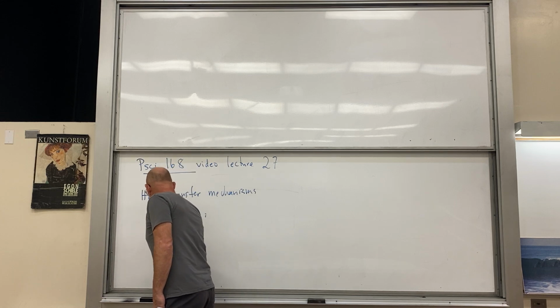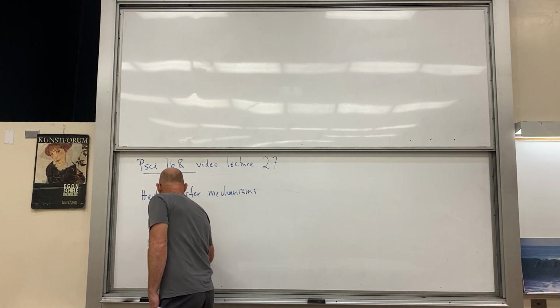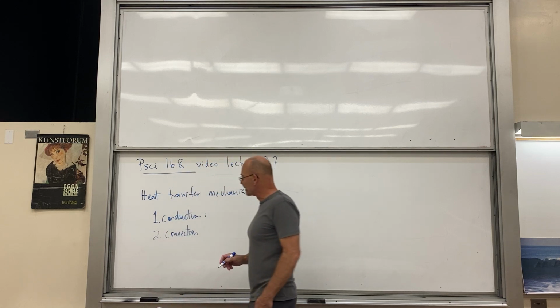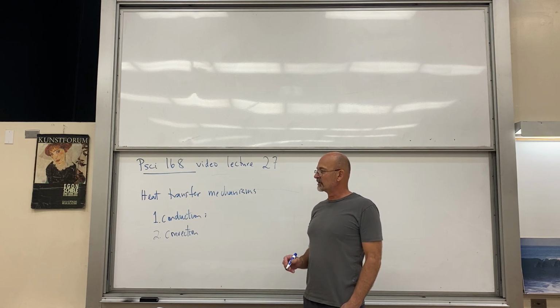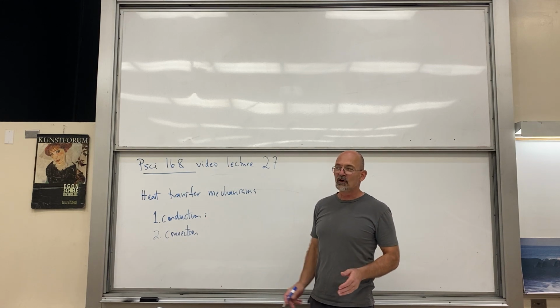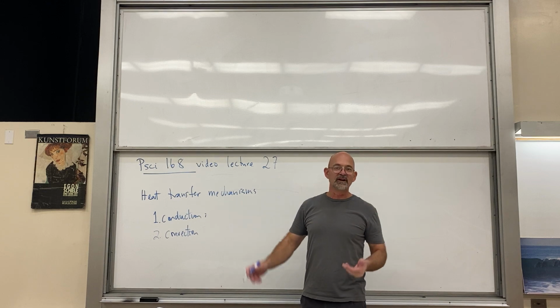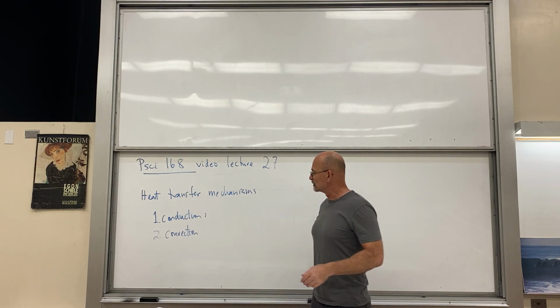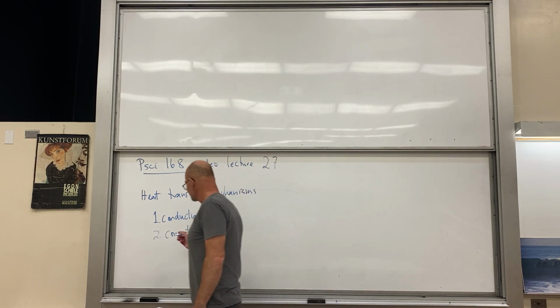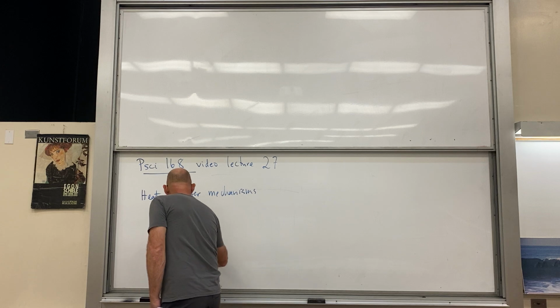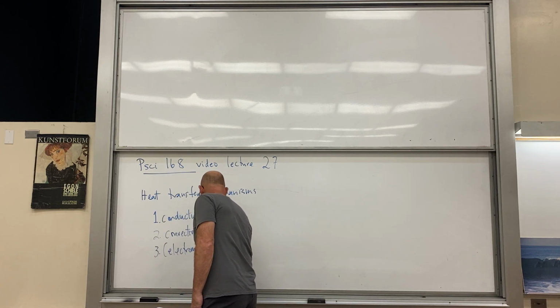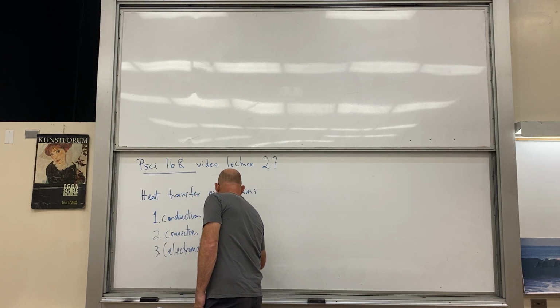The second one is convection. And that's heat transfer by a fluid flow. If it's a hot day outside and you open the window and a warm breeze comes through, that would be a heat transfer by convection. And the third one is electromagnetic radiation. So I'll write electromagnetic in parentheses, radiation.